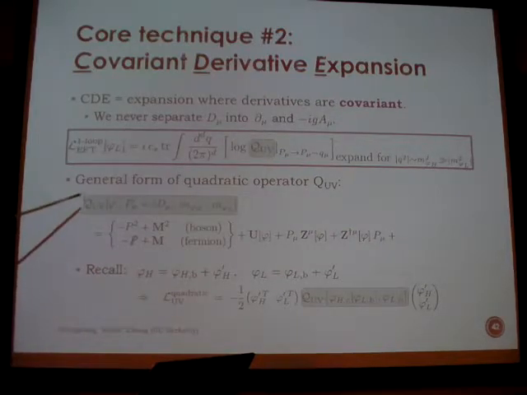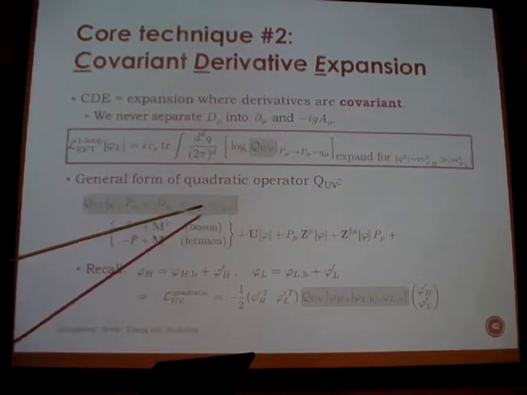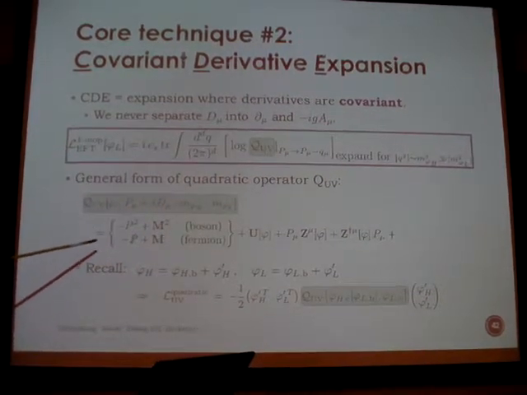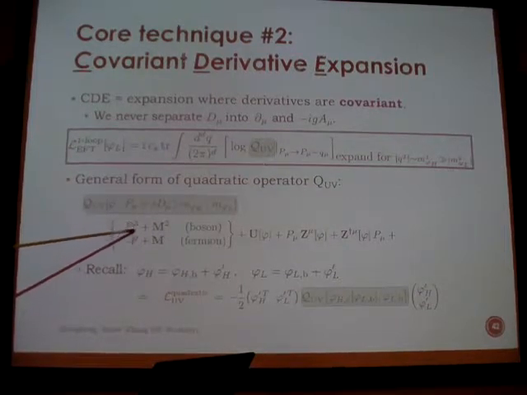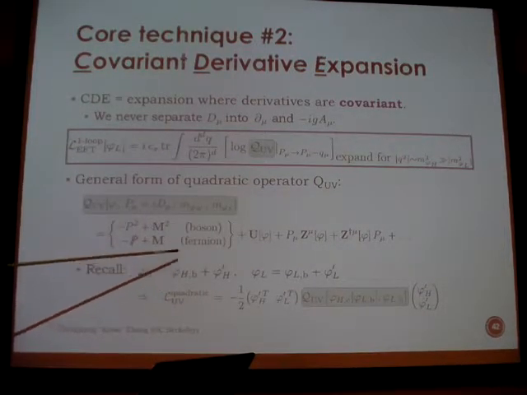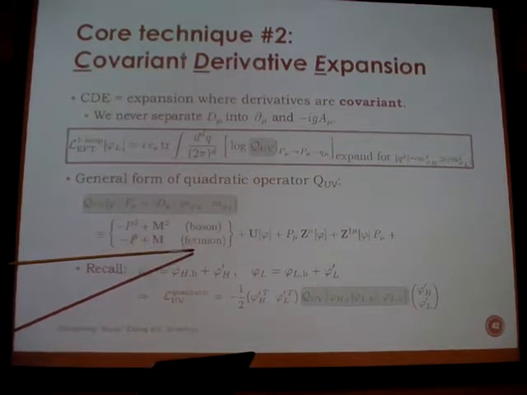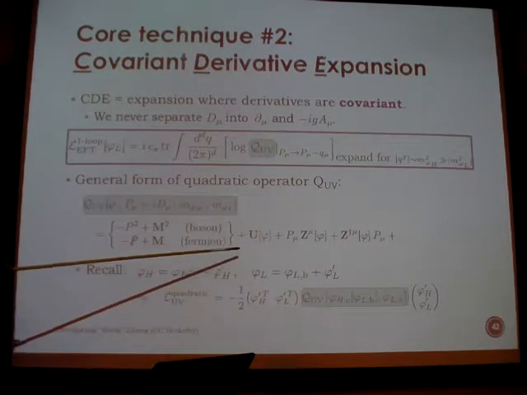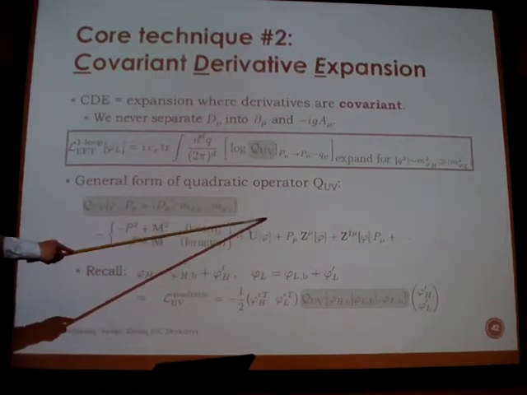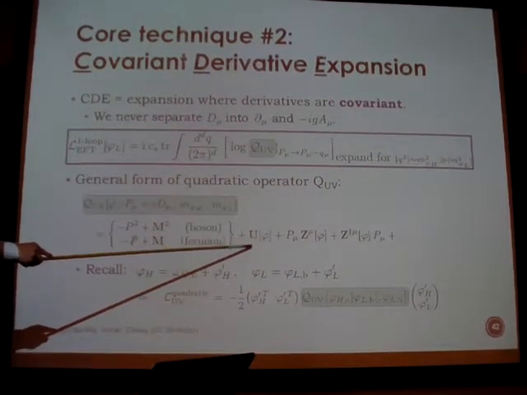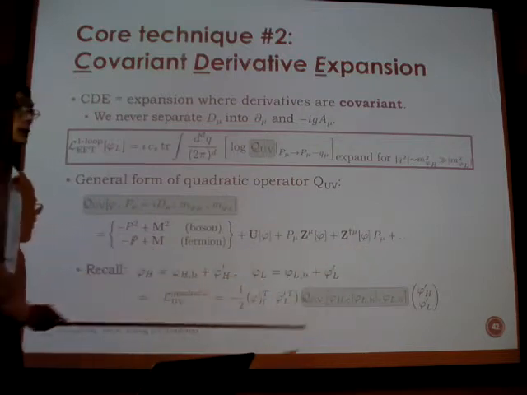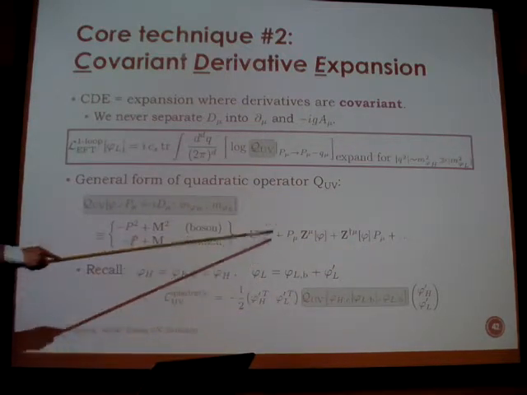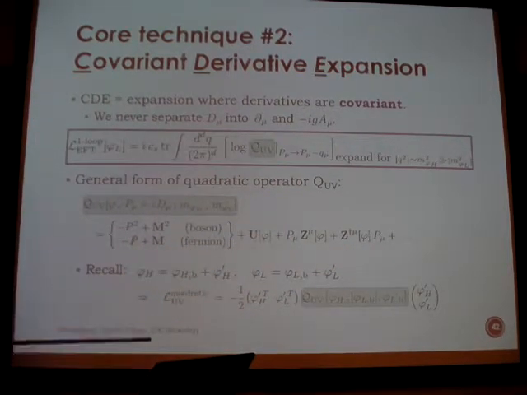The calculation can proceed in a general way if we just use the general form of the quadratic operator. As we can imagine, there has to be a kinetic term and a mass term, and these are different for bosons versus fermions. There can also be a series of interaction terms. This U would be the leading piece without a covariant derivative, and there can be other higher derivative interactions. We recall that P mu is defined as i D mu.